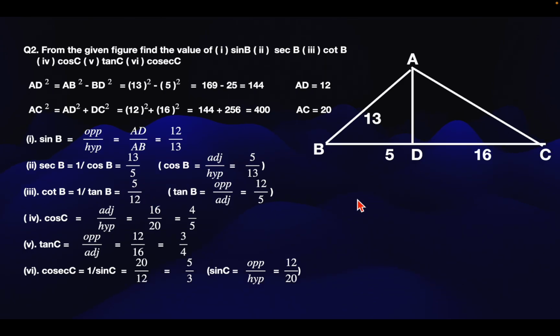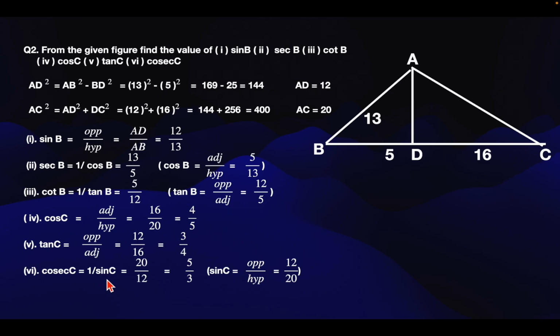Cos C. Now let's be careful. Now we go to this angle. For cos C, first write down what is adjacent to C: DC. And what is opposite: AD. And this will be the hypotenuse. Cos C is adjacent upon hypotenuse, so 16 upon 20. Simplify. Tan C is opposite upon adjacent, AD upon DC, so 12 upon 16.